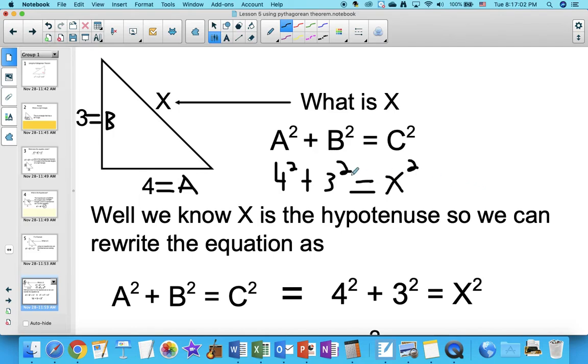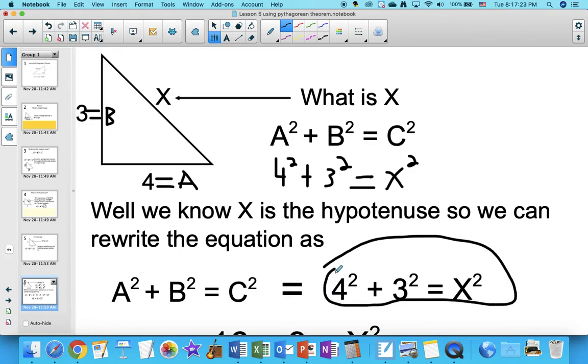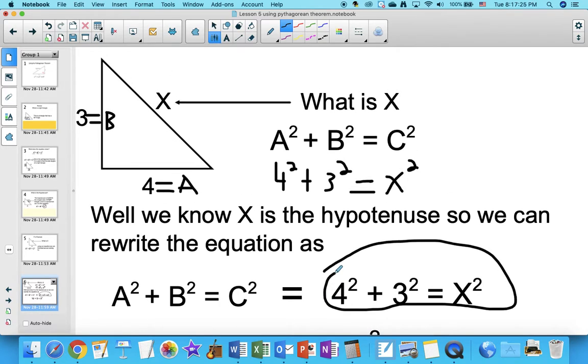So now I have 4 squared plus 3 squared equals x squared. Just like here, I replace the a with 4, I replace the b with 3, and I replace the c with x, because c is the longest side. So I have 4 squared plus 3 squared equals x squared. This is what my equation is. Okay, well, let's work it out.